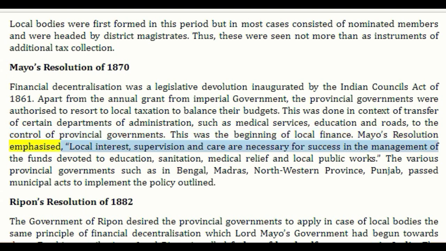Mayo's resolution emphasized, local interest, supervision and care are necessary for success in the management of the funds devoted to education, sanitation, medical relief and local public works. The various provincial governments such as in Bengal, Madras, Northwestern Province, Punjab, passed municipal acts to implement the policy outlined.